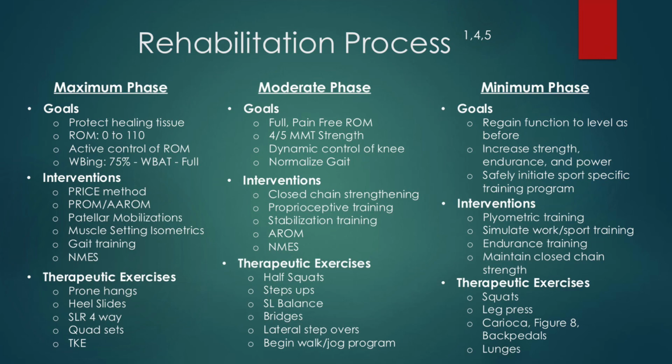And the reasoning for this is not to stretch that graft that we just placed into the body. We would want to have active control of the range of motion. And this is kind of like our weight bearing test. So immediately post-op, we're around 75%, and we progress as the weeks go on to weight bearing as tolerated. Hopefully by the end of the maximum phase, we are full weight bearing.